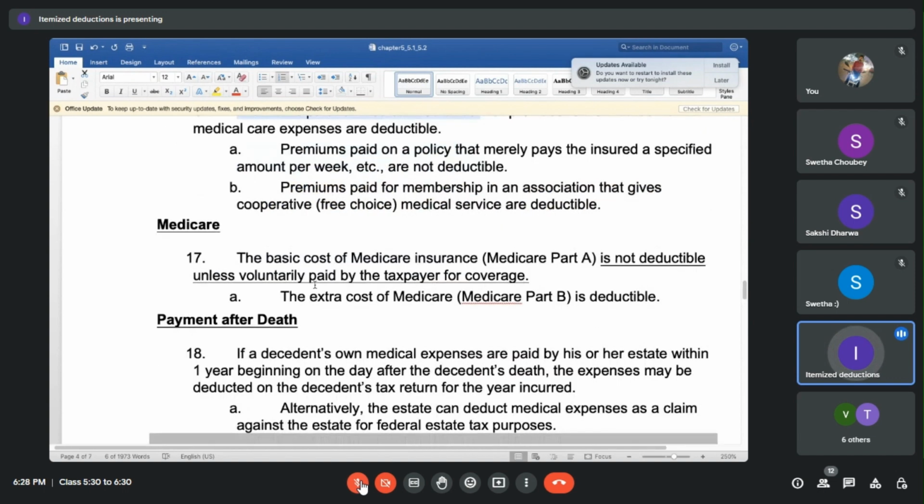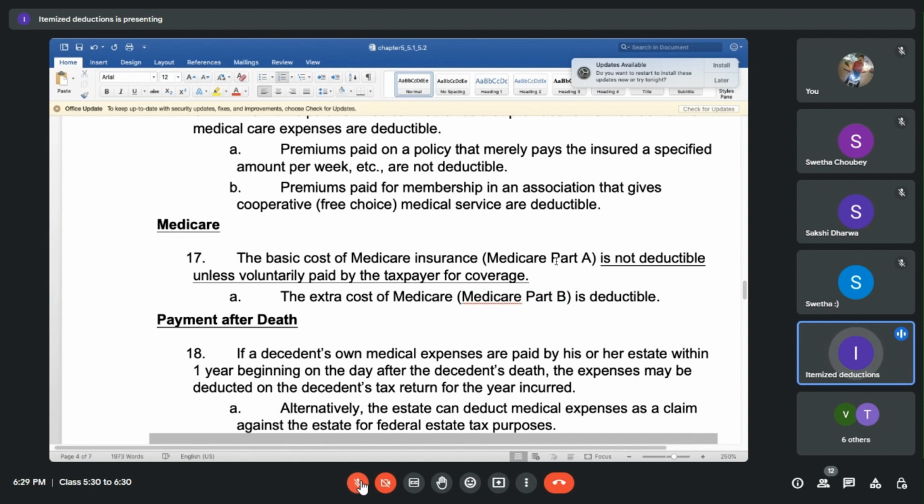Okay, then Medicare. Medicare is the US medical program where people get free medical treatment or free medical facilities from the government. Once they reach a certain age, they get Medicare, which is a free government facility. There are two parts to it: Medicare Part A and Medicare Part B. Some part may be deductible. Usually, Medicare Part B is completely deductible. A is not.